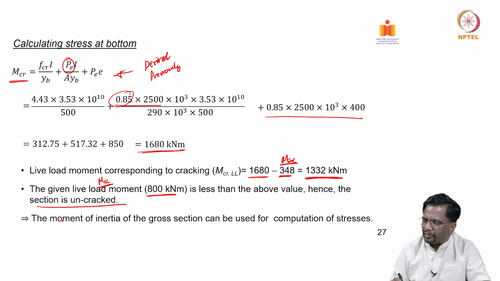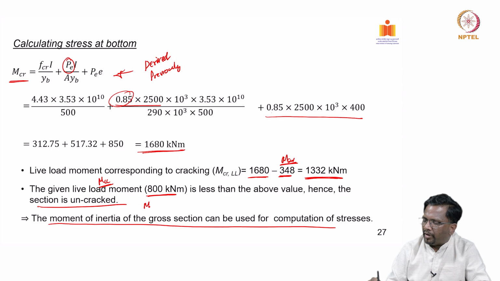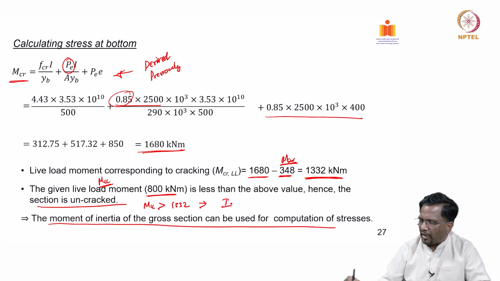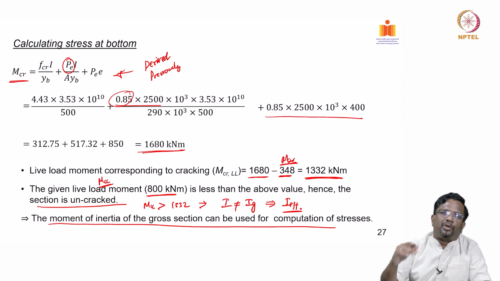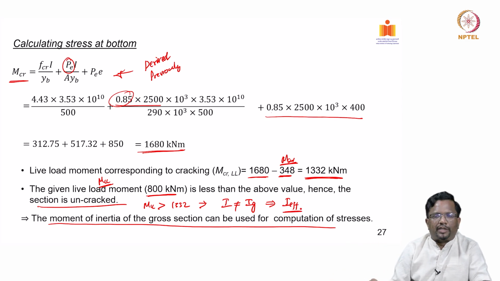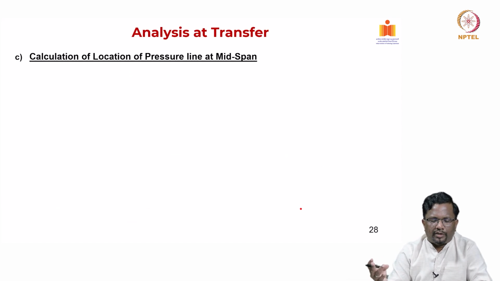So, I can use gross moment of inertia. Let us say if this MLL is greater than this 1332, then I will not use IG, it will become I effective depending upon the moment that is acting, my effective moment of inertia that I need to use. But in this case, because my live load moment is less than the reserve moment that I have to crack, it is going to be uncracked. Okay, now we have done two things, kern points and cracking moment.